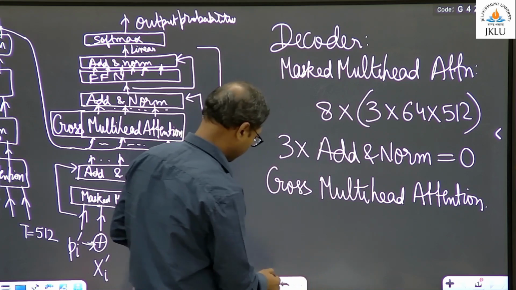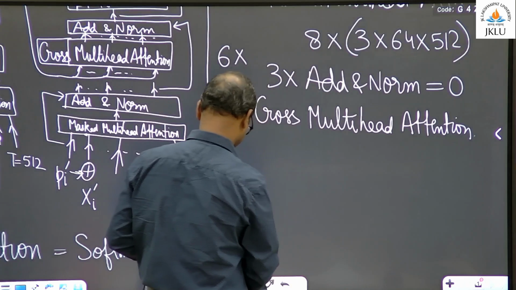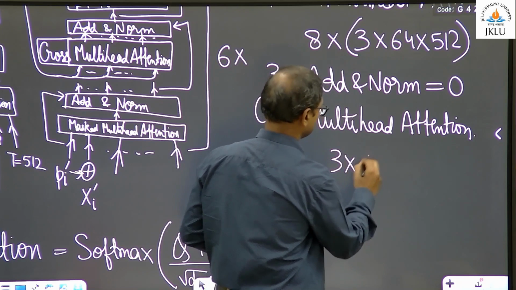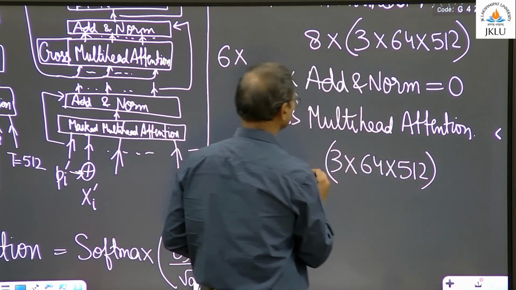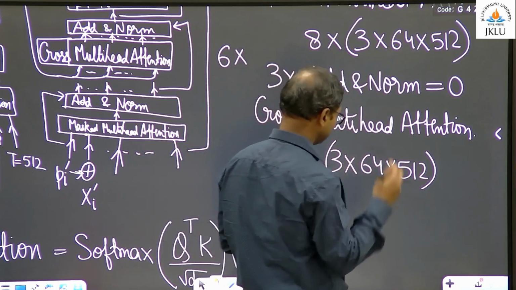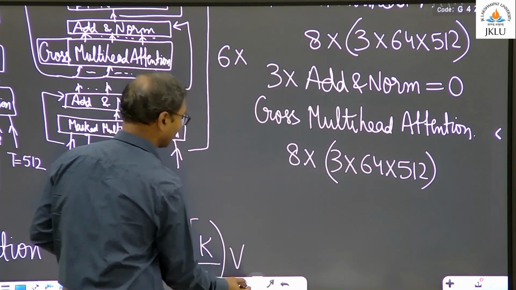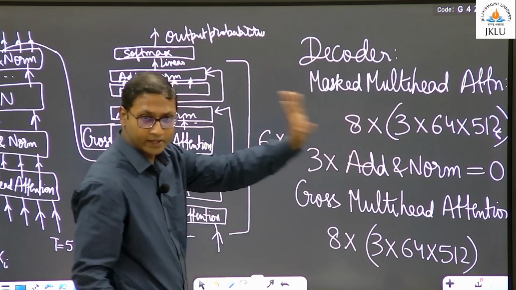So what we do here is 3 cross 64 cross 512 8. This should make sense. Okay. What about the last one now? 0. No, so 3 into add and norm is 0.